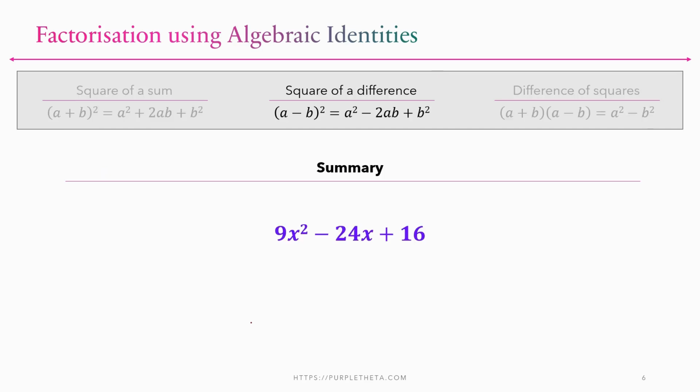Okay, so we learned how to factorize expressions using the square of a difference, right? We saw that if the first and the last terms are perfect squares, right, and the middle term is a negative twice their product, then the expression can be written as a minus b whole square, right? I hope you understood this concept.